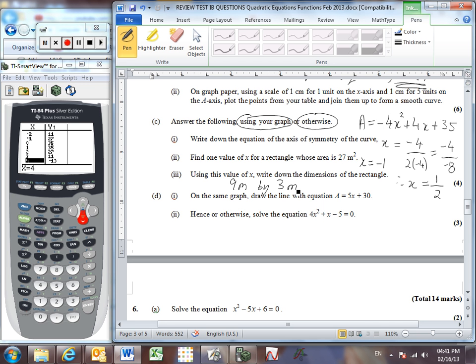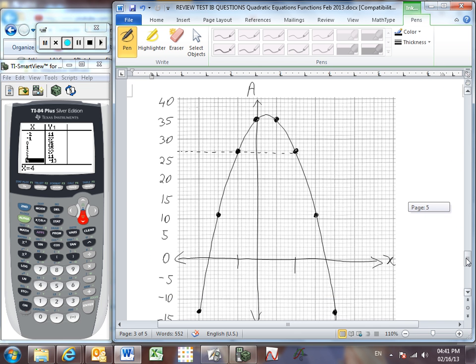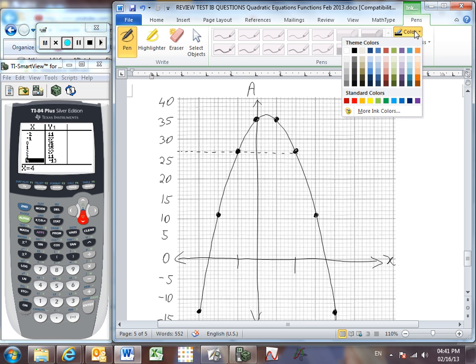On the same graph, I'm now in part D. On the same graph, draw the line with equation a equals 5x plus 30. So we've got a y-intercept of 30 and a slope of 5. Rise over run is 5. Alright, here we go then. On the graph, I'm just going to change the color so you can see the difference. Let's make it, say, red.